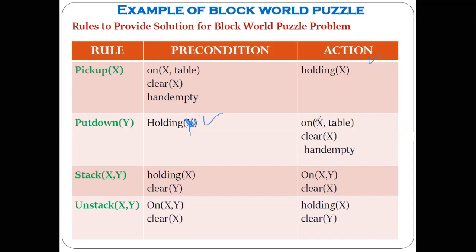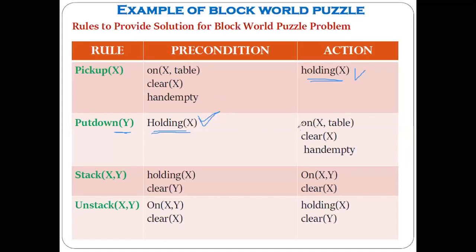Action can be like on Y table. It is correct. Put down Y. We have to put down Y. So the precondition can be that the robot arm is holding X. Got the point? Yes, sir. So when we can put down Y, the precondition is what? The robot arm might be holding something.